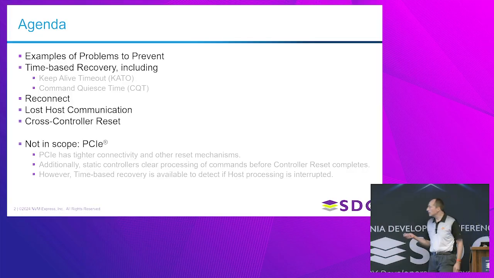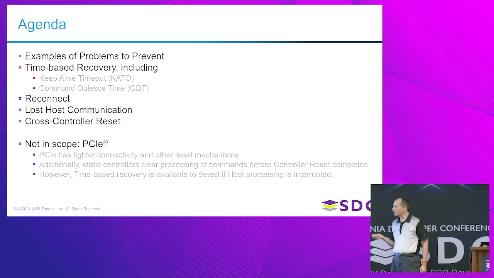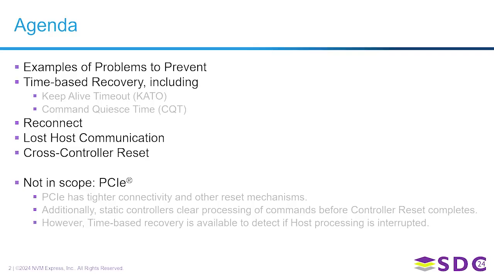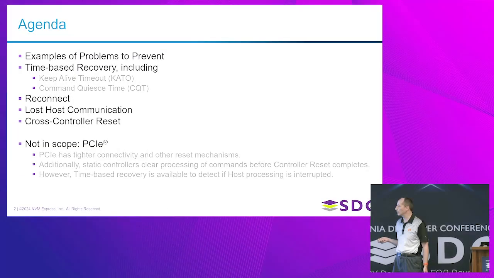Okay, so today we're going to talk about some examples of the problems we're trying to prevent. We're going to go into time-based recovery, which is what is currently published in the specification, including the concepts of CATO and CQT. Then we're going to talk about making it faster, because no one's happy with using this for recovery. It just takes too long. And so we'll talk about what it means to reconnect, what's coming in the specification so that we can detect a loss of host communication and communicate that back to the host, and how to do a cross-controller reset.